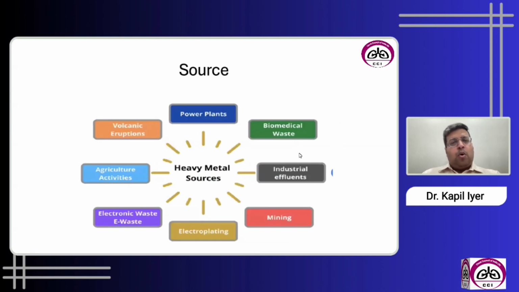Now, as I mentioned previously, what exactly are the sources? It's really difficult, because if you think about it, we are surrounded by heavy metals. A lot of naturally occurring sources are present, and a lot of man-made sources. What exactly are the natural ones? All the agricultural activities and volcanic eruptions are places where you get naturally occurring heavy metals. What are the man-made ones? All the industrial effluents, biomedical waste, power plants, and certain occupations, because we know that the Earth's crust contains a very high concentration of these heavy metals.